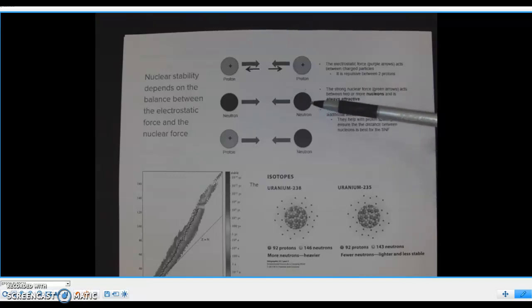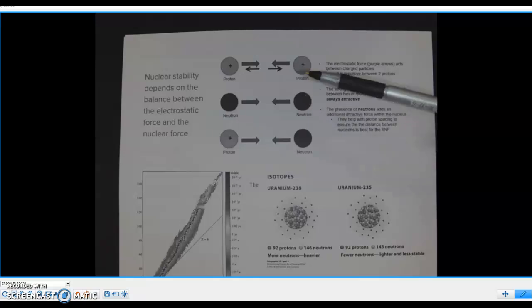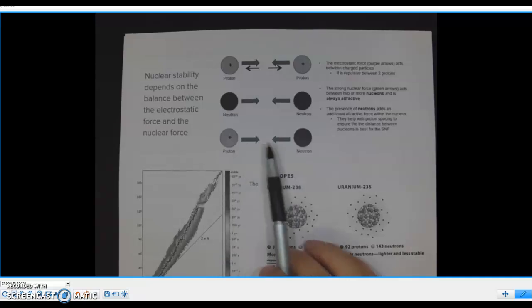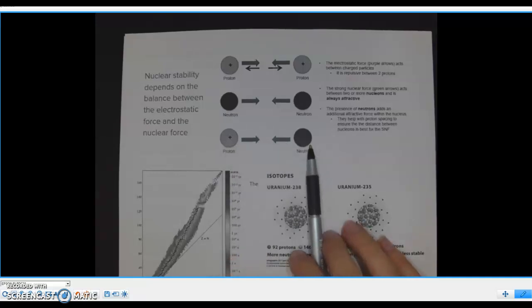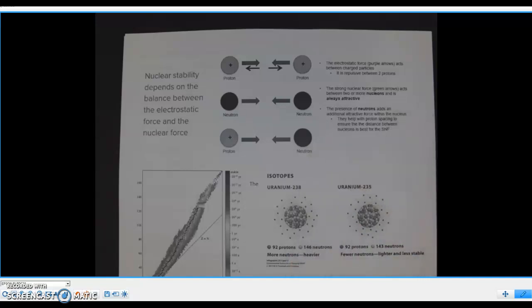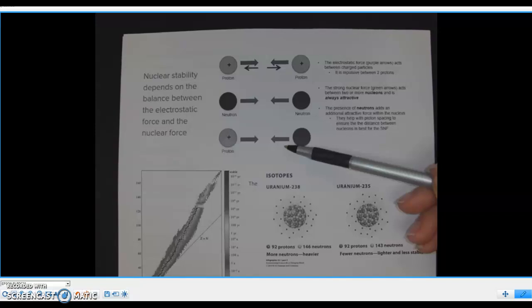Now, neutrons are neutral, so they don't have an attraction or a repulsion as far as electrostatically, but in the nucleus, really close together, they have that strong force attraction. Same thing with a proton and a neutron. Even though this one's positive, the neutron's neutral, and so we don't have that attraction or repulsion, again, electrostatically, but we do have a strong force that'll hold them together in the nucleus.